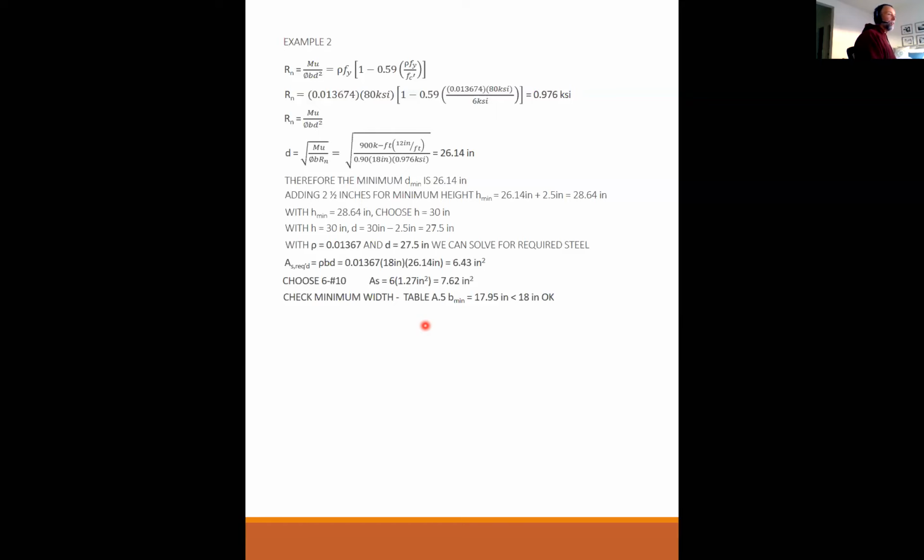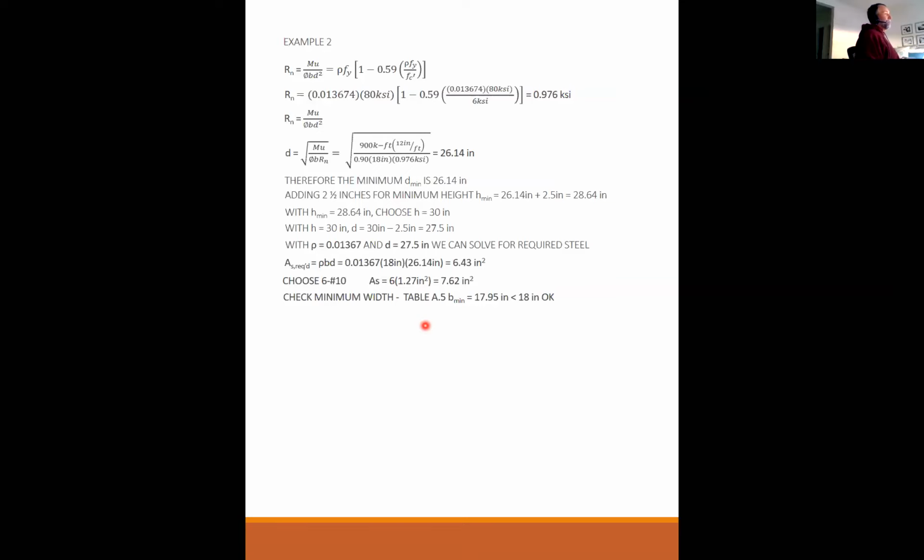Okay, so then I got to 6 number 10s. That does work. Or I could have said 6.43 divided by 1.56 would mean I need 5 number 11s, and 5 number 11s does fit. So I could have used 6 number 10s, or I could have used 5 number 11s. Does that help?